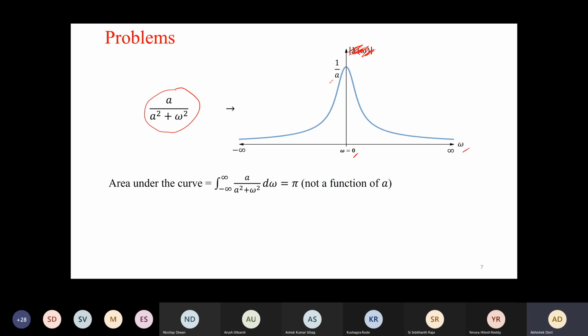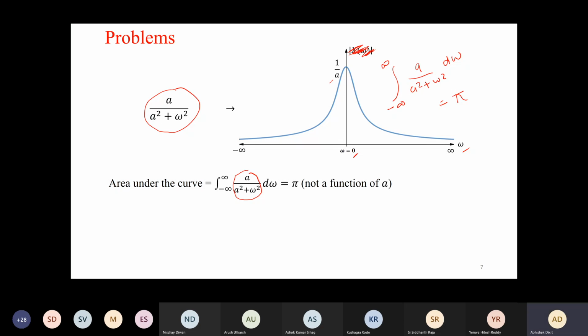If I want to calculate the area of this function, a upon a square plus omega square, from minus infinity to plus infinity with respect to d omega, you immediately know what this area is. Everyone knows, because this is a function that we see quite commonly in maths. The area is simply pi. And interestingly, this area does not depend upon a. That's something nice. So again, whatever this function is, its area is constant, pi. It is not a function of a. Whatever your a might be, this area is going to be intact.